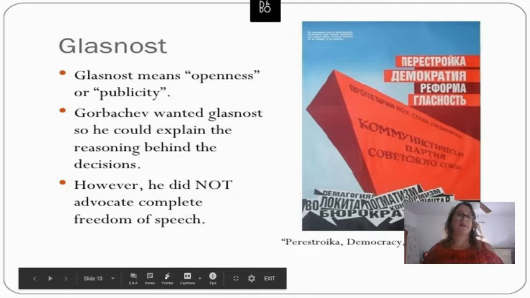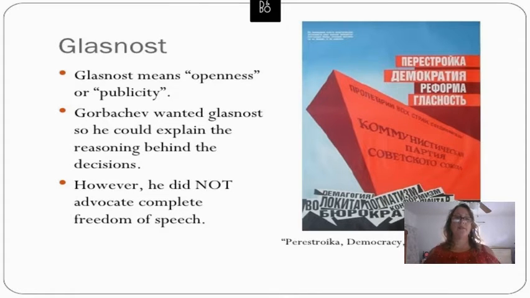Okay, Glasnost and perestroika. We're going to look at this. Glasnost means openness or publicity, and the Soviet leader at the time, Gorbachev, started this policy of openness so he could show what the reasons were behind decisions he was making. So he was publicizing his decisions and being open about what was going on in the country.